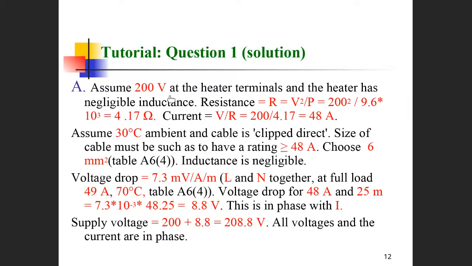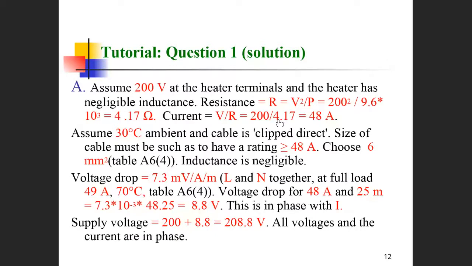Now the 200 volts is the voltage at the heater terminals, and the heater has a rated power of 9.6 kilowatts. So the equivalent resistance of the heater can be estimated as V squared over the real power P, which is 4.17 ohms. The current flowing in the heater is the voltage across the heater over its resistance, which is 48 amperes. This means we have 48 amperes flowing on the cables.